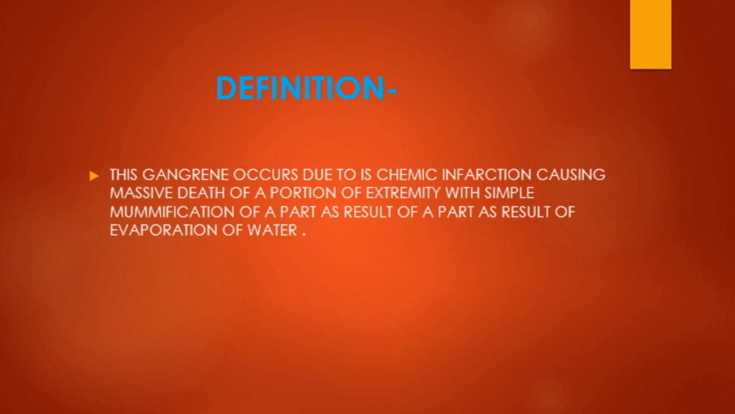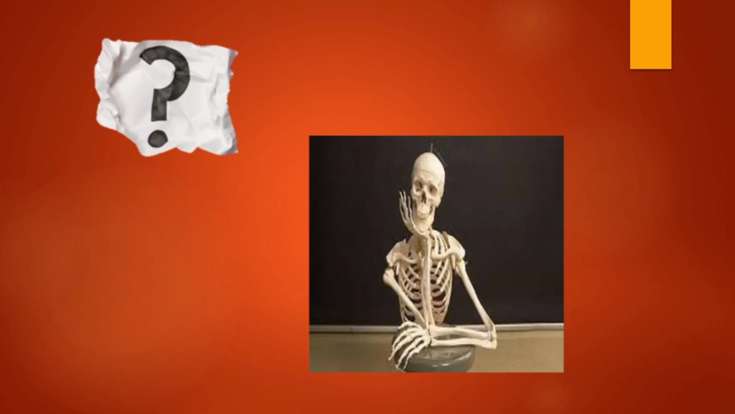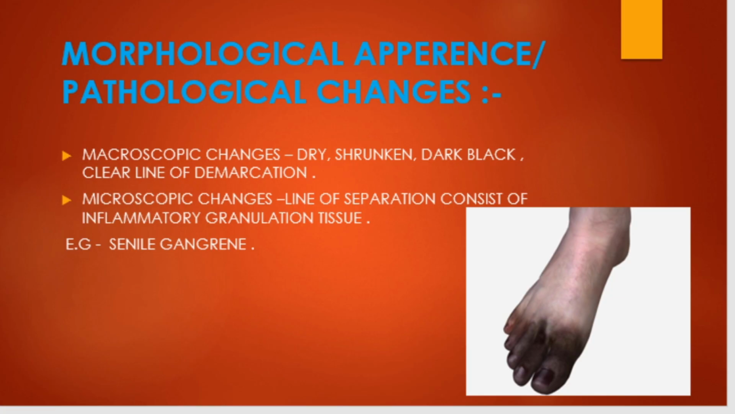Dry gangrene occurs due to ischemic infarction causing massive death of a portion of an extremity, which is mostly the distal part of a limb, with simple mummification of a part as a result of evaporation of water. So it is simply the mummification of the affected part. Now imagine how the mummified part will look. Obviously if the part is mummified, that is, evaporation of water has occurred, then that part will be dry, shrunken and dark black. And why this black color is there, we will see further in this video.